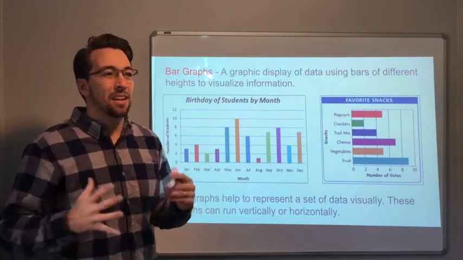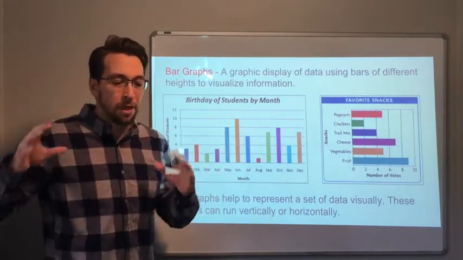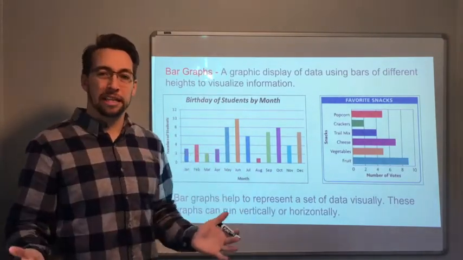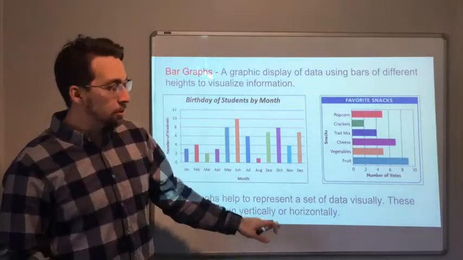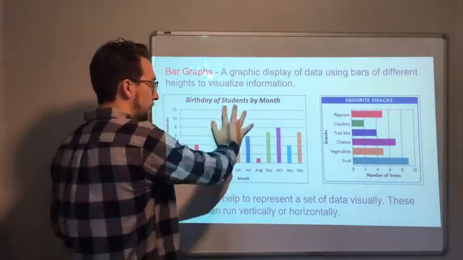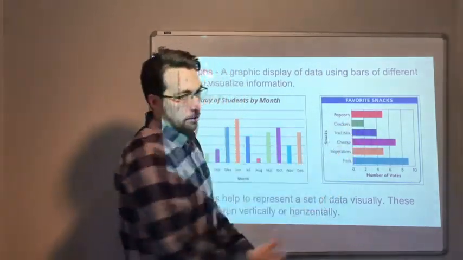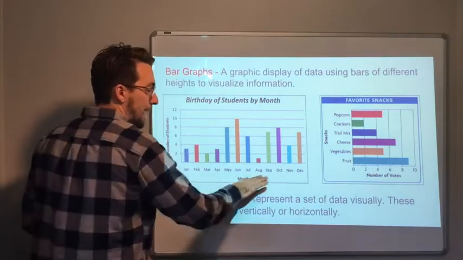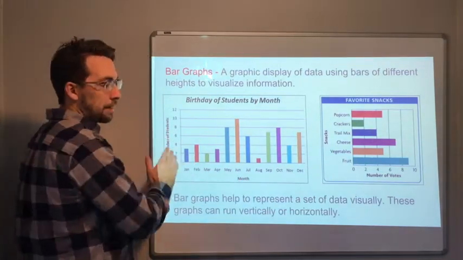So with graphs and data, the whole purpose is to be able to visualize and see whatever kind of data set you're looking at, okay? So the bar graphs help to represent the set of data visually. These can run vertically, right? Or they can run horizontally. So what you're doing with these graphs is you're comparing the x-axis and the y-axis.